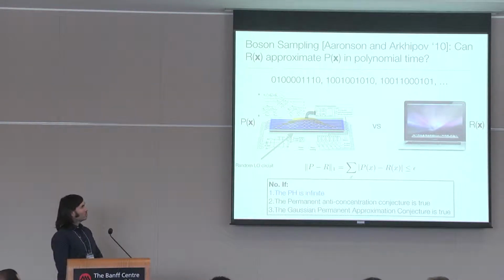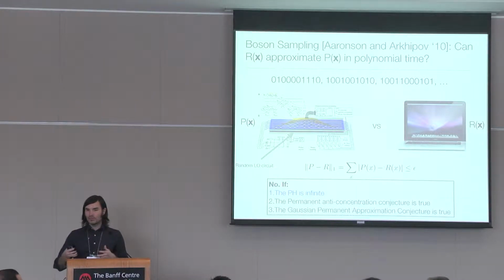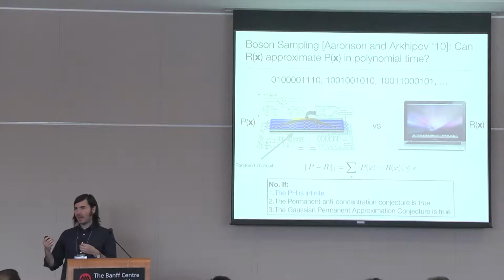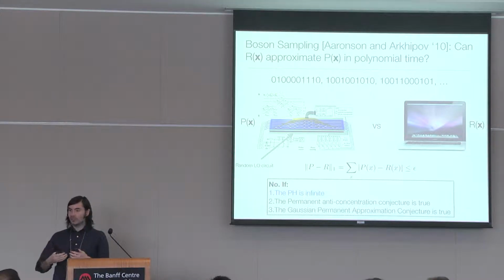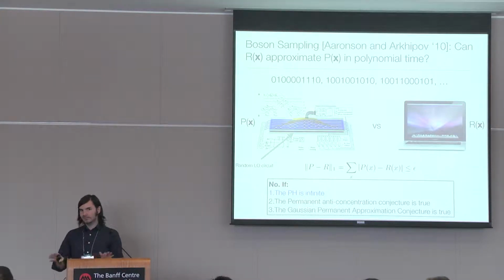The Boson Sampling protocol has many of these features. You can make a very strong complexity theoretic argument that these Boson sampling circuits are not classically simulable, while at the same time, they're relatively physically simple.